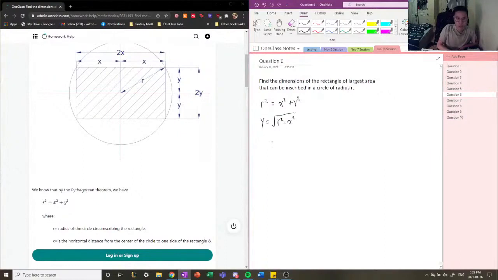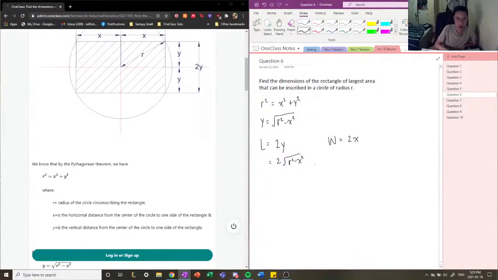Looking at our diagram here, this is the length of y. And we see that the height of the rectangle is going to be 2 times y, so there are 2 lengths of y here. The length of our rectangle is going to be 2y, or 2 times the square root of r squared minus x squared. What about our width? The width is going to be 2x.